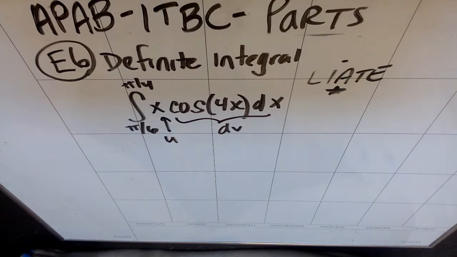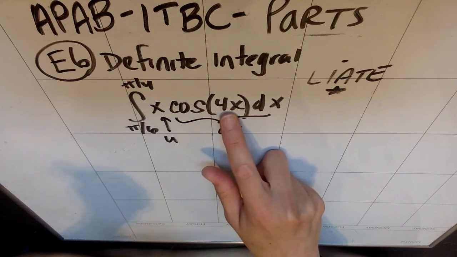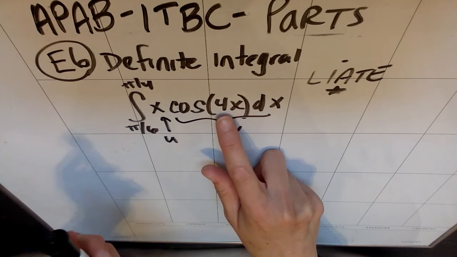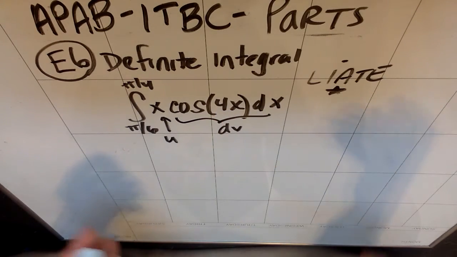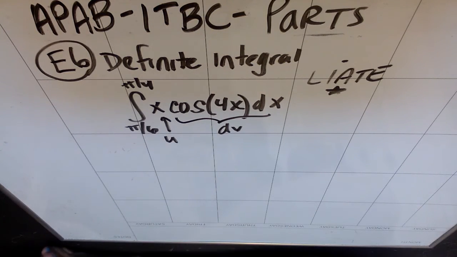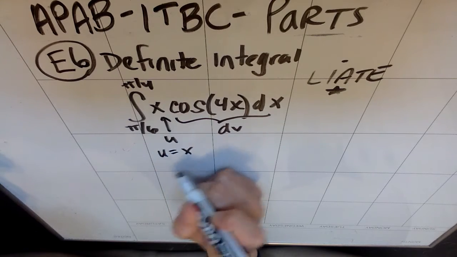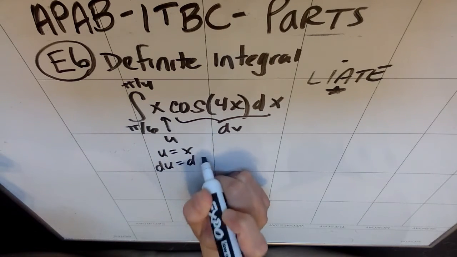Cool. As a side note, the reason that this wouldn't work for u-sub, I kind of stopped mentioning that a while ago, but if you tried making u the inside, which would be 4x, then your du is 4dx, which doesn't take care of this x on the outside. So that's why it's not going to work as a simple u-sub. Cool. So my u is x, which means my du is dx, right?